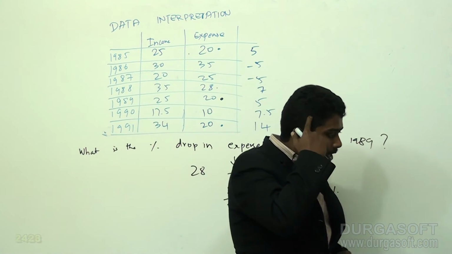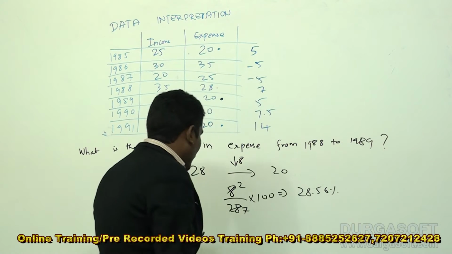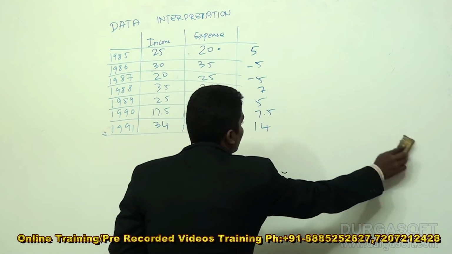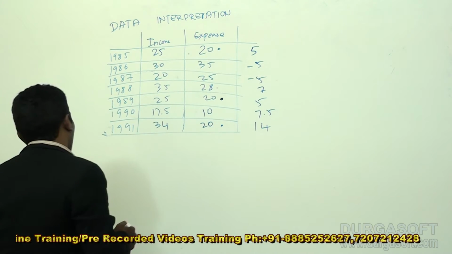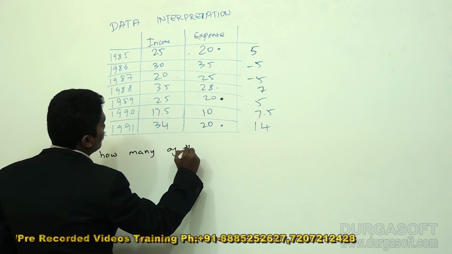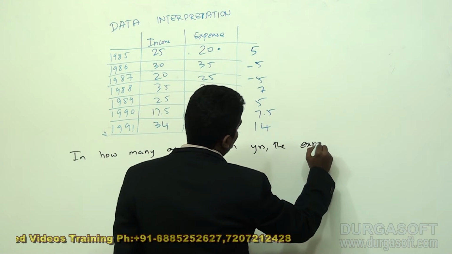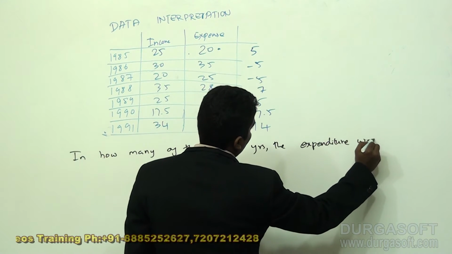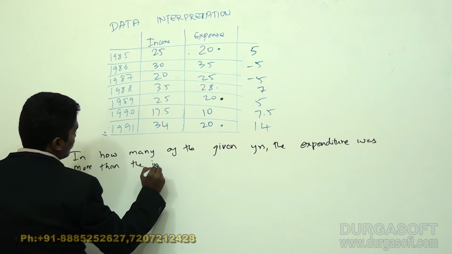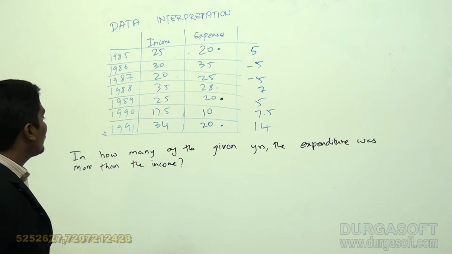Now we look at the next question. In how many of the given years was the expenditure more than the income? This is the question given.